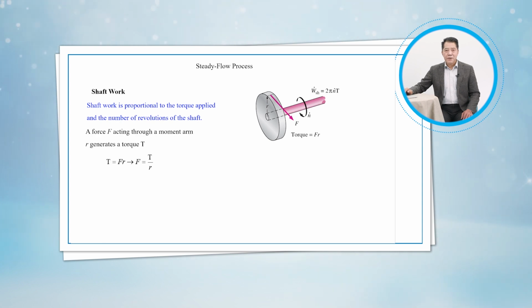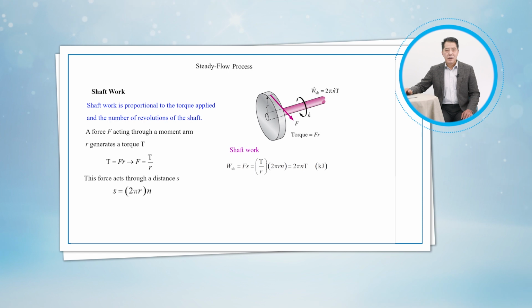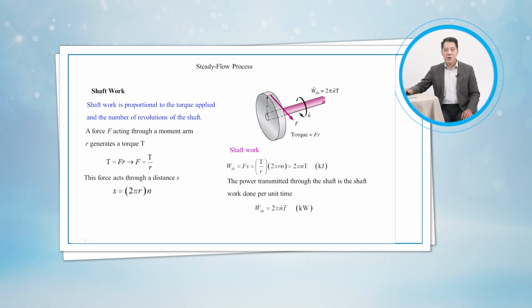A force F acting through a moment arm R generates a torque T of. This force acts through a distance S, which is related to the radius R by. Then, the shaft work is determined. The power transmitted through the shaft is the shaft work done per unit time, which can be expressed as.